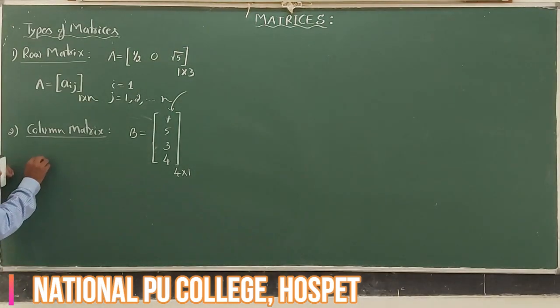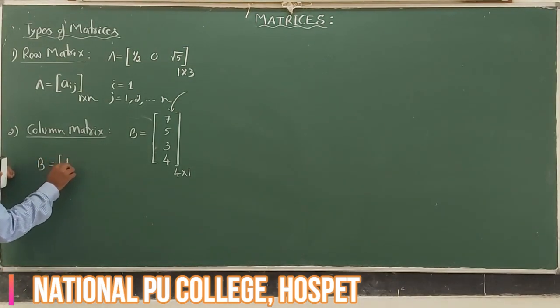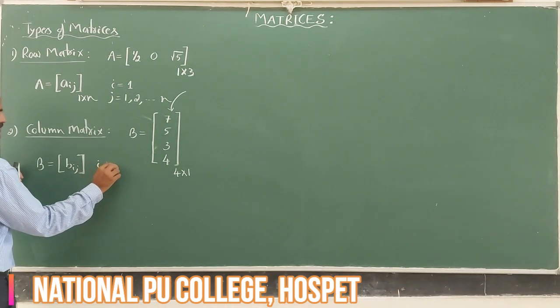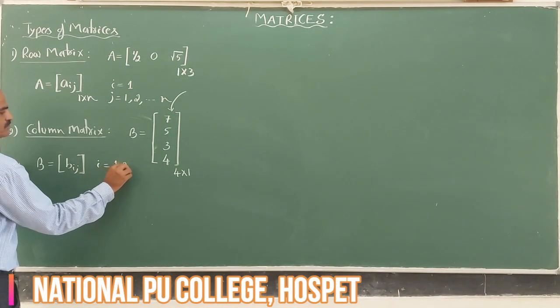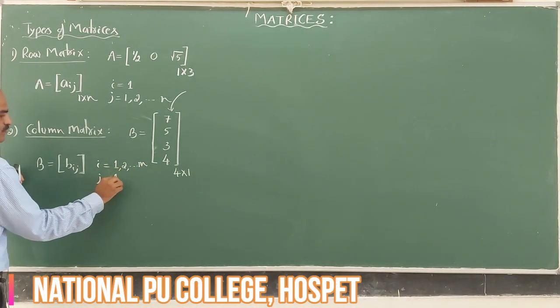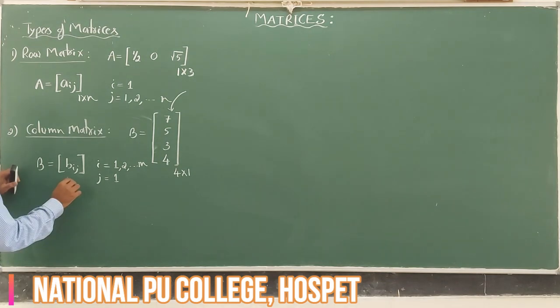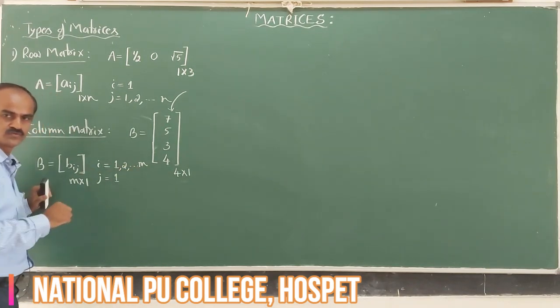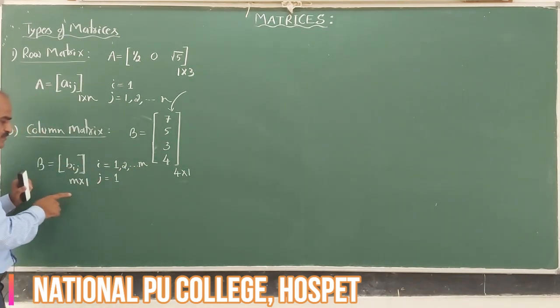So now I can write matrix B is a matrix whose entries are Bij, where i is varying from 1 to m and j takes only one value, namely 1. So it is a matrix of order m by 1. Here in particular 4 by 1 because it contains 4 rows. If it contains m number of rows, the column matrix will be m by 1.